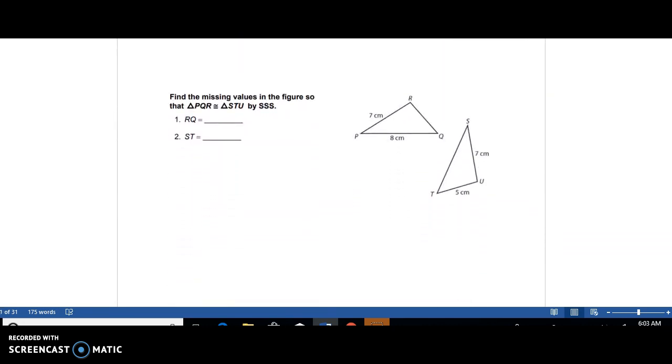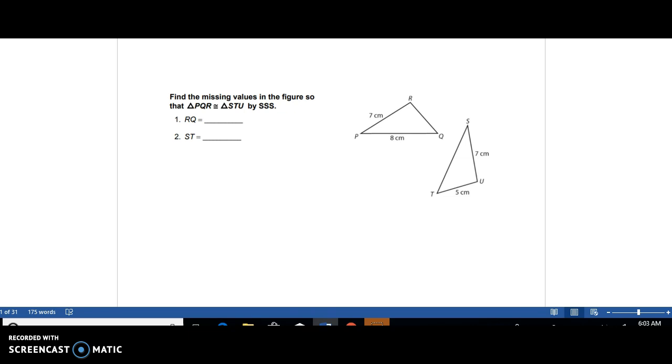Okay, last thing. I want you to pause the video and see if you can get this one. Find the missing values in the figure so that the triangles are congruent by SSS. So we want all of the sides to be congruent to each other. So we need to fill in what RQ needs to be for that to happen, and what ST needs to be for that to happen. Try it out. Pause the video.